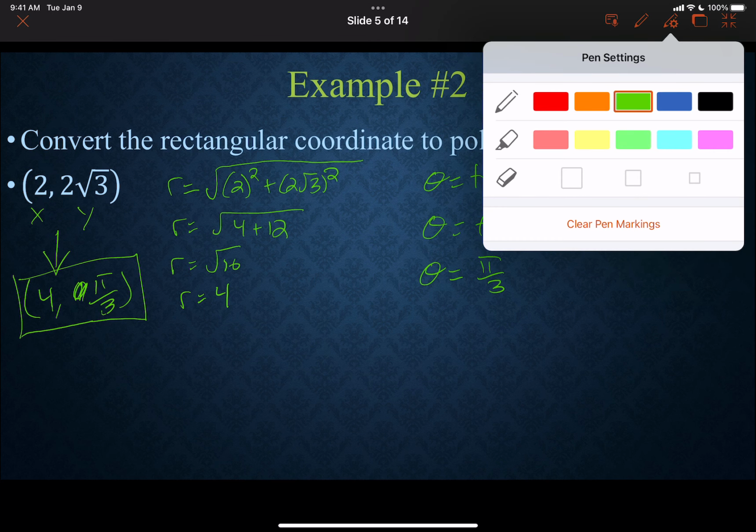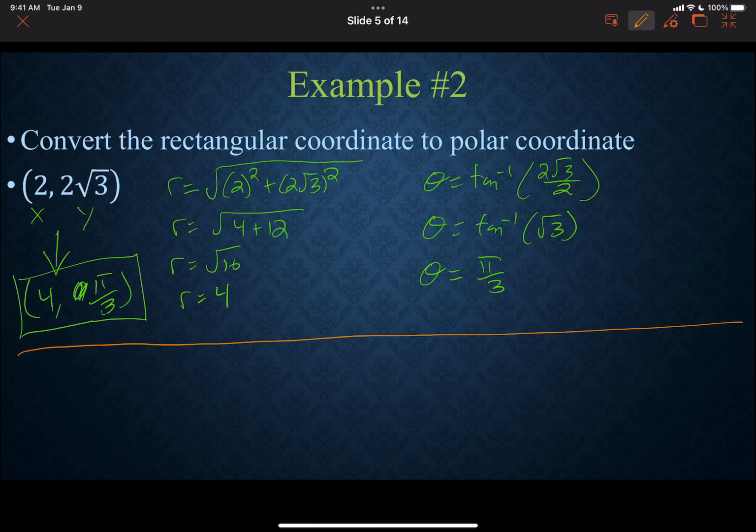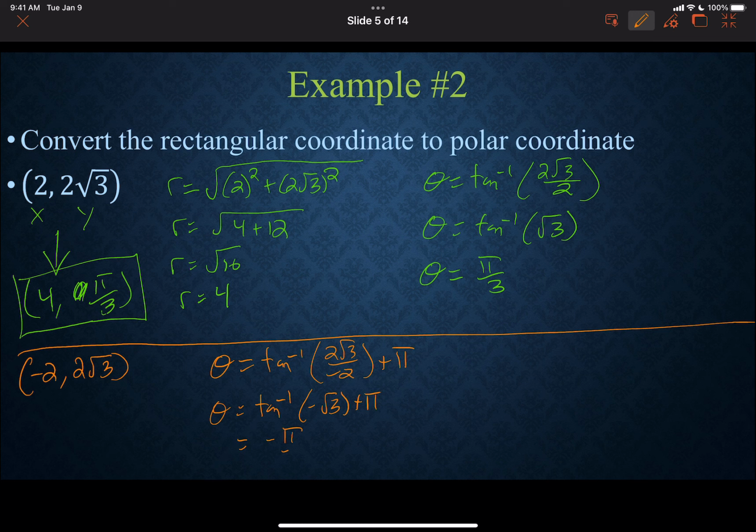If we had a slightly different coordinate point, let's use the same numbers, but let's say it was negative 2 comma 2 root 3. Obviously r still works out to be a 4, but now theta would be tangent inverse of 2 root 3 over negative 2 plus pi. Because since x is negative, we need to add the pi onto the answer there. So we have tangent inverse of a negative root 3, which is negative pi over 3, plus pi gets us 2 pi over 3. So this would be equivalent to 4 comma 2 pi over 3.